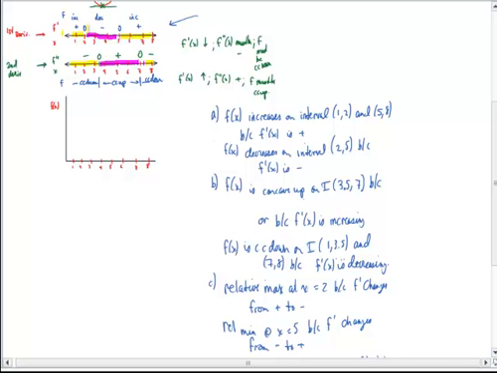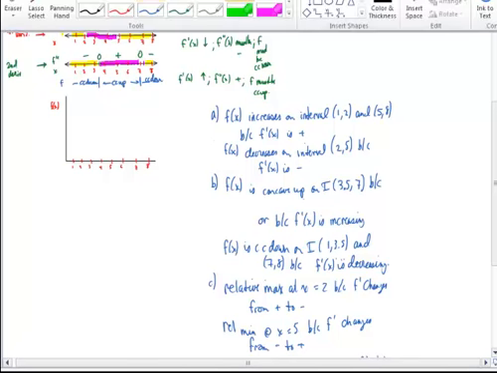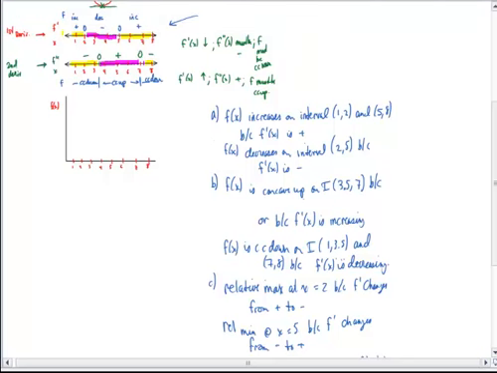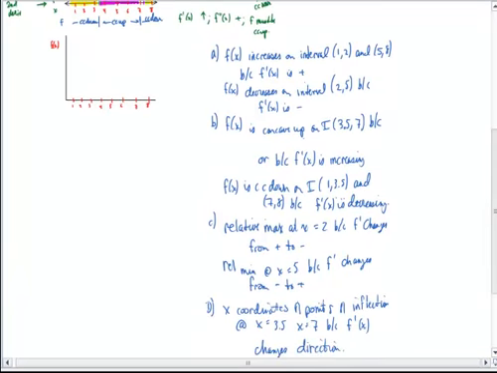A relative max and a relative min are found by looking at where the derivative equals 0 and analyzing the sign, where the derivative equals 0 or does not exist. Those are our critical points. Looking at our graph here, we have a relative max at x equals 2 because the derivative changes sign from positive to negative, and a relative min at x equals 5 because the derivative changes sign from negative to positive.